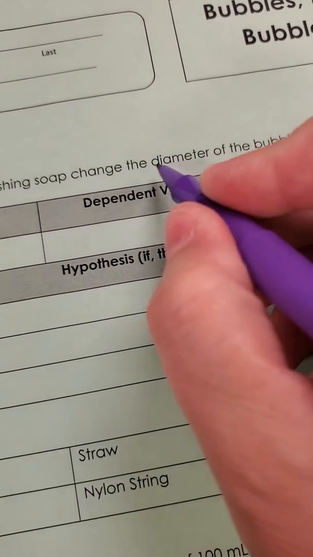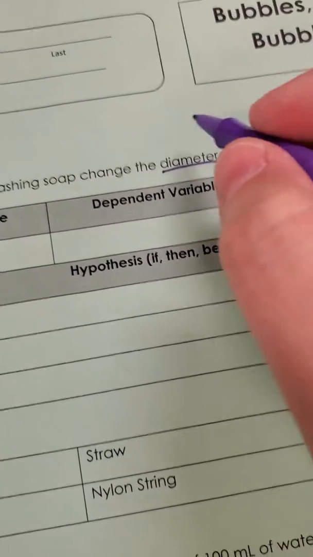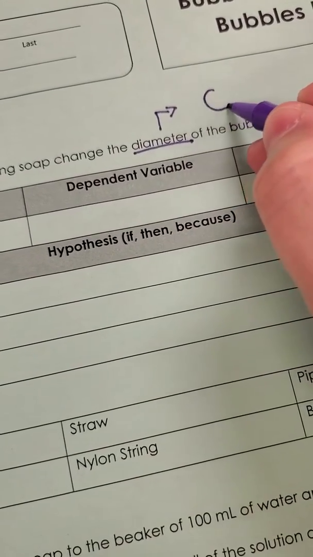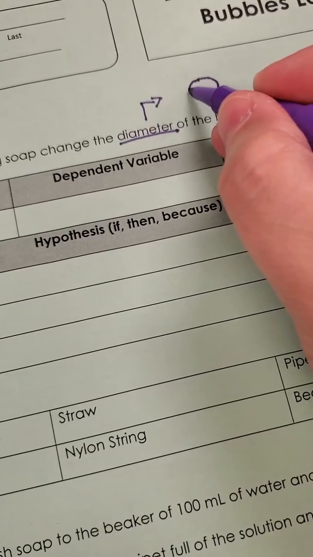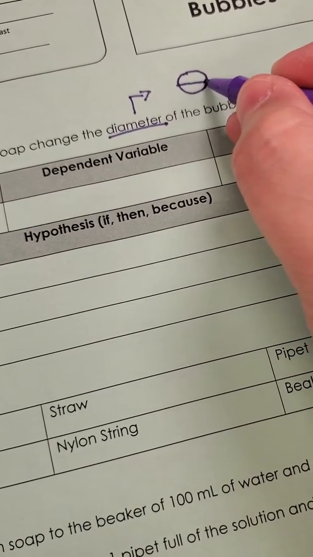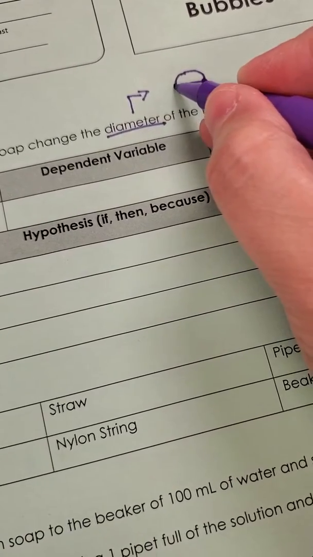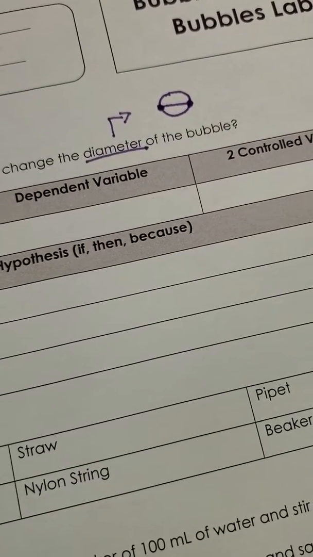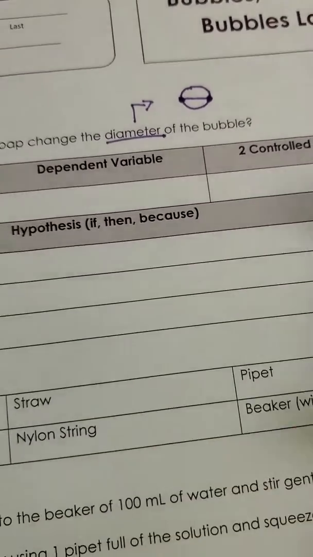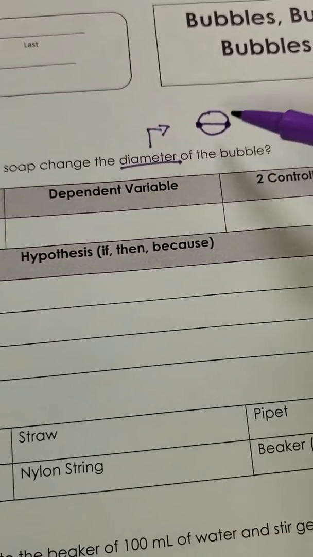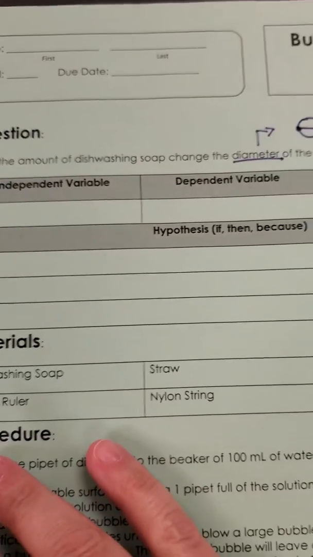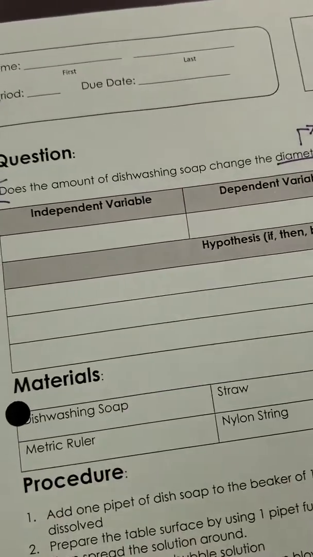Now, if you do not know what a diameter is, you should draw this picture. A diameter is the distance across a circle, the middle of a circle. So going from this side to that side. And yes, I know that looks like Baymax's head. Hello. I'm a diameter.